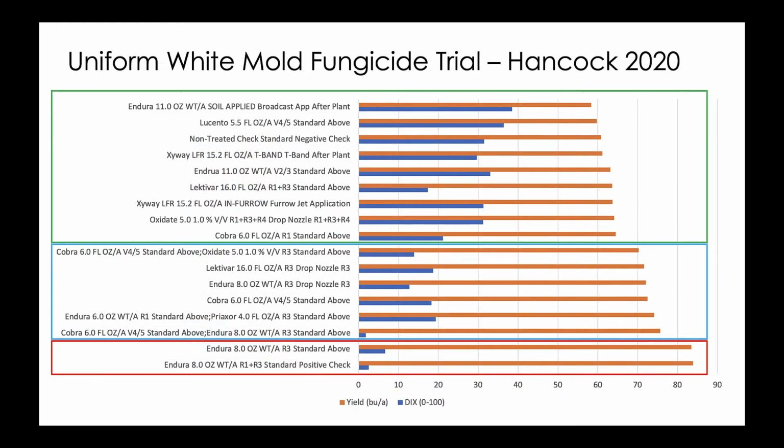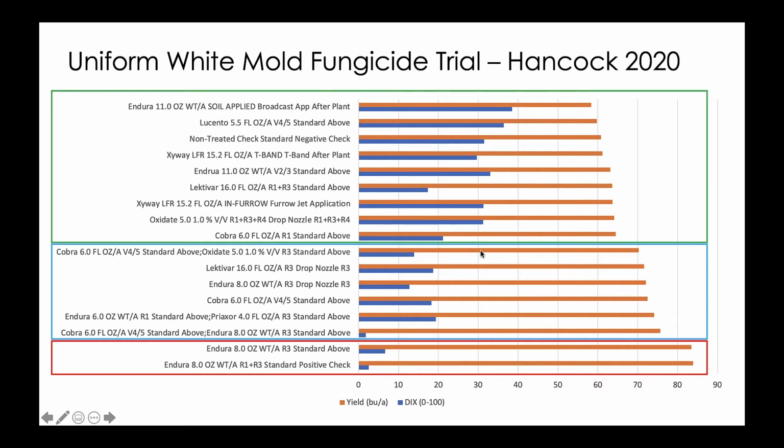Looking at our white mold data, this is a trial that we have every year where we look at uniform treatments across multiple geographies. In Wisconsin, we did this trial up at Hancock. I have this broken out in 3 different groups. In the green box, these are treatments and programs that were not statistically different from the non-treated check, which you'll find right here. In the blue bars are the disease index scores, and in the orange are our yield scores. You'll notice that we did get creative here. We were looking at things like soil applied Endura right after plant to try to target reducing apothecial germination. We're also looking at T-bands, some drop nozzles and furrow jets, etc., etc.